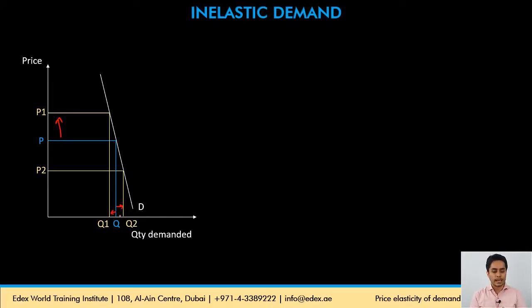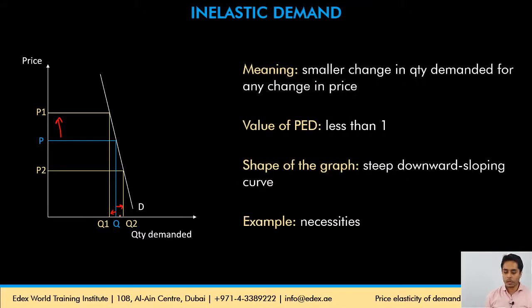So this explains that this particular product is an inelastic product, or a product with inelastic demand. Again, meaning a very small change in quantity demanded for any change in price. The value of PED will obviously be less than 1. Why? Because if you see the formula for PED, percentage change in quantity upon percentage change in price, for such products the change in quantity will obviously be less than the change in price, the percentage. So the numerator will always be lower than the denominator, and hence the value of PED for such products will always be less than 1.